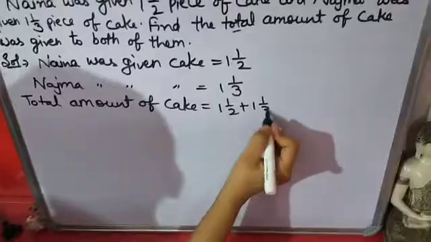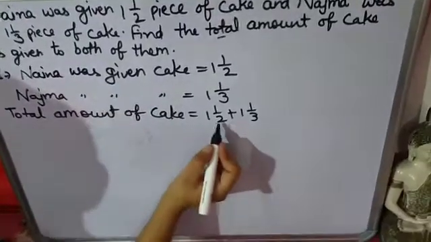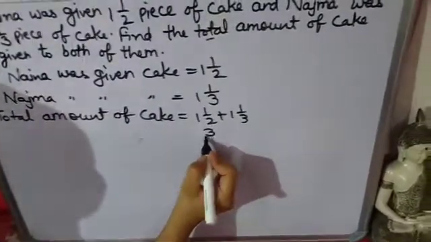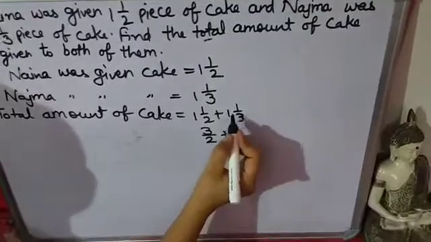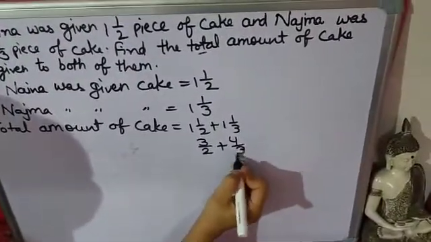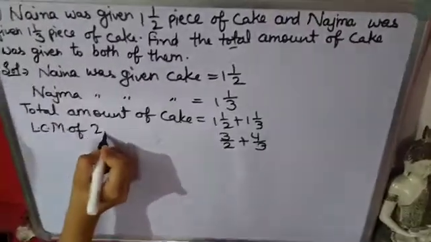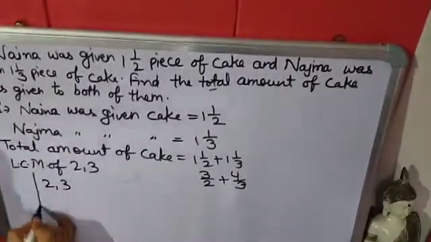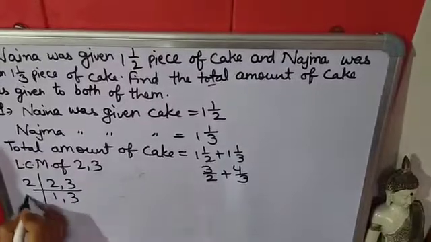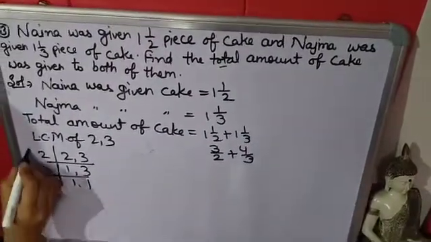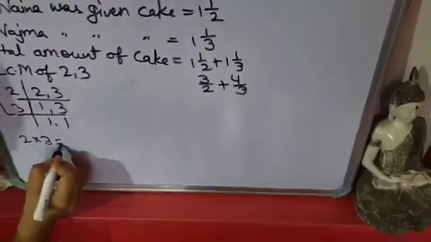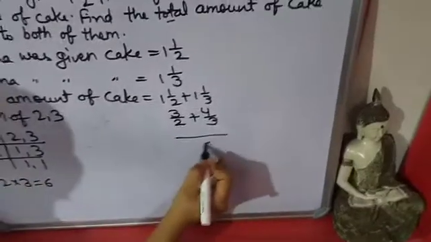These are mixed fractions. First of all, change mixed into improper. 2 ones are 2, 2 plus 1 is 3, 3/2, plus 3 ones are 3, 3 plus 1 is 4, 4/3. Denominators are different, so we will take the LCM of 2 and 3. 2 ones are 2, 3 ones are 3. Multiply this, 2 into 3, 2 threes are 6. Leave one line and LCM is 6.